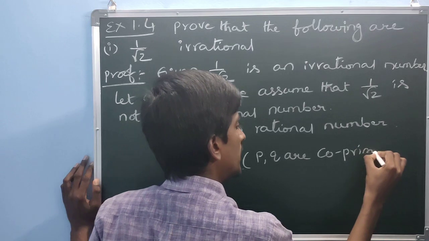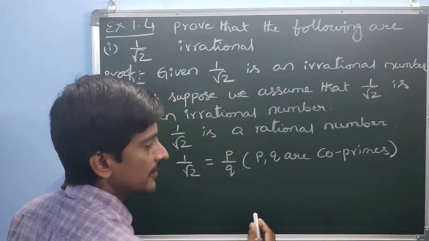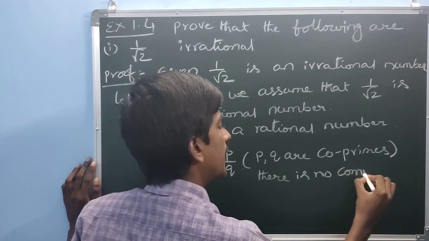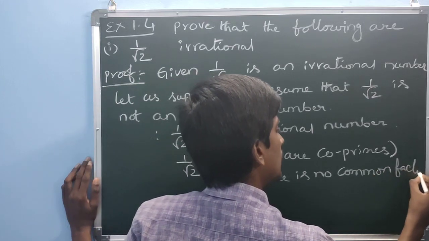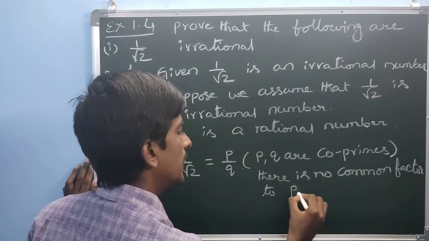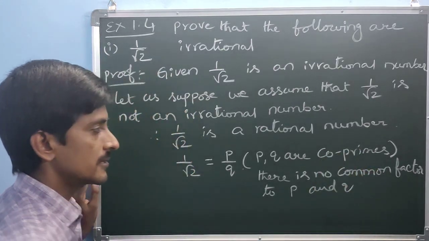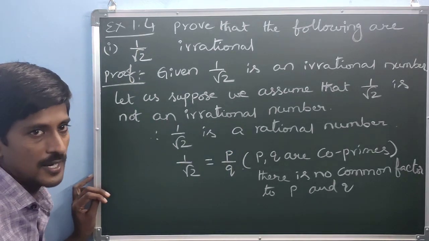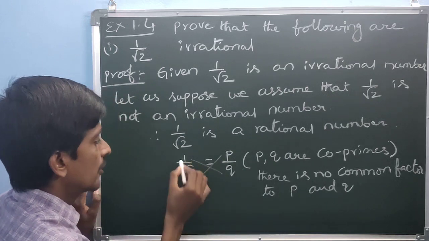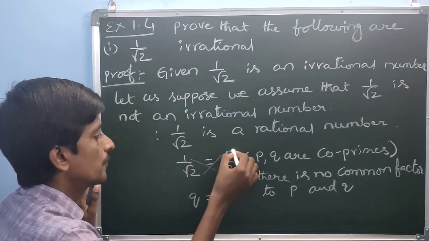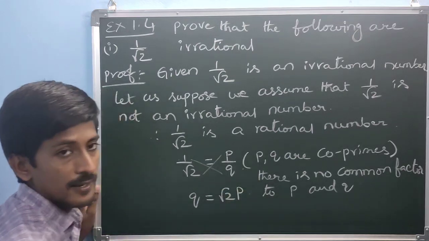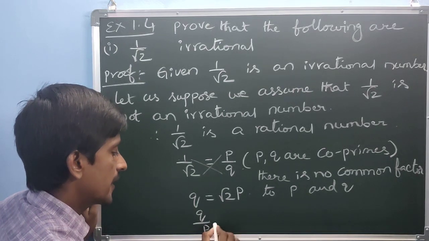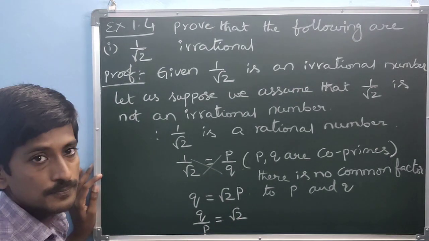What do you mean by coprimes? There is no common factor to both P and Q. That is the meaning of coprimes. Cross multiply: Q into 1, Q equals root 2 P. P is transferred to this side: Q by P equals root 2.